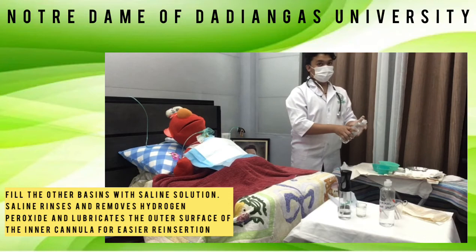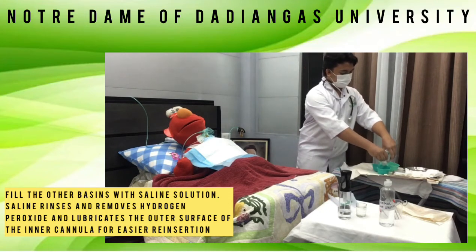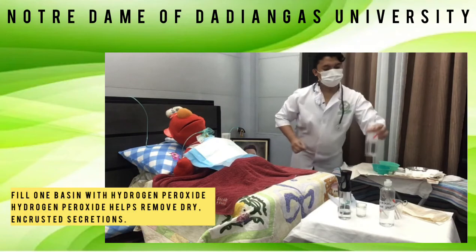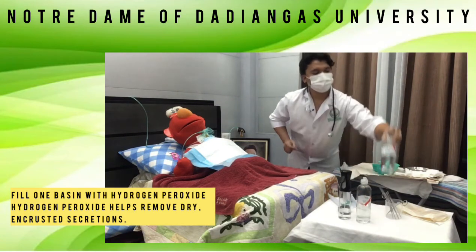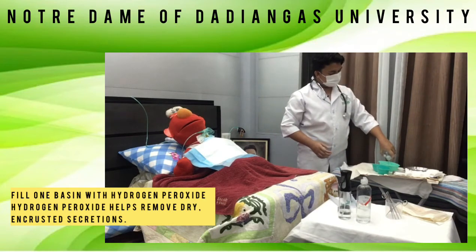Fill the other basins with saline solution. Saline rinses and removes hydrogen peroxide and lubricates the outer surface of the inner cannula for easier reinsertion. Fill one basin with hydrogen peroxide, as hydrogen peroxide helps remove dry encrusted secretions.